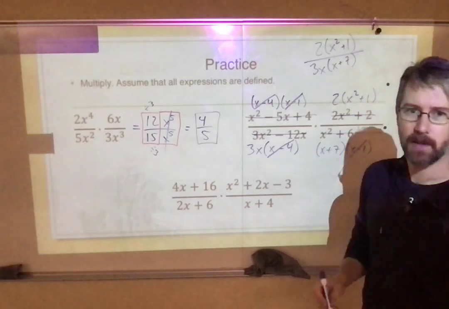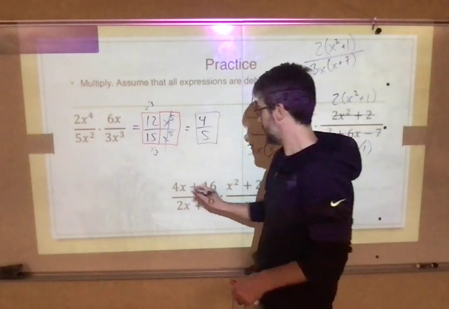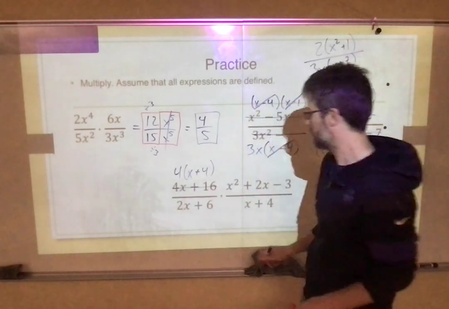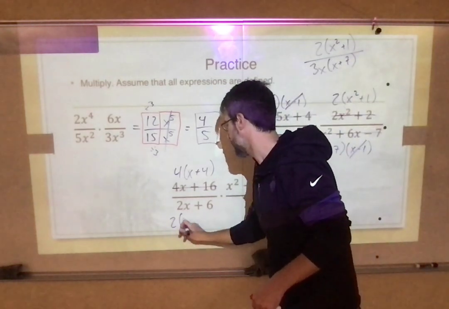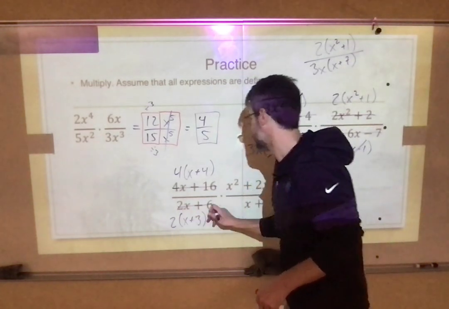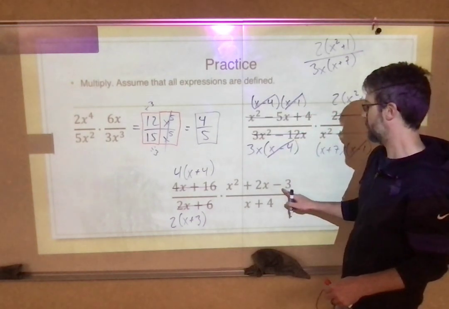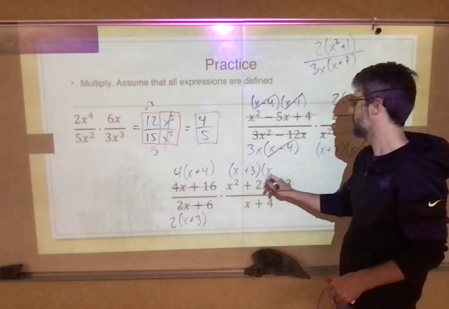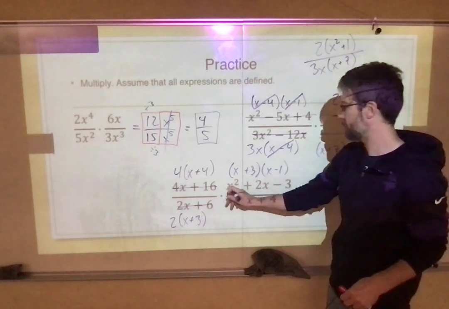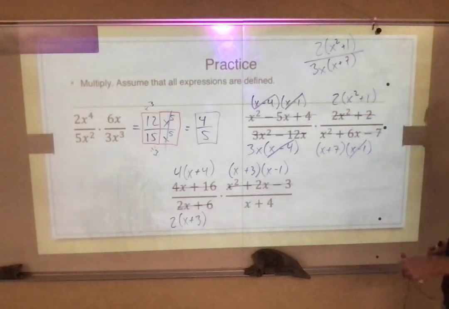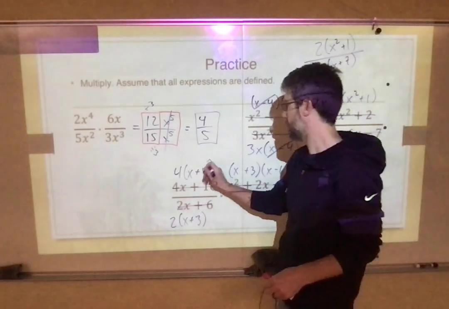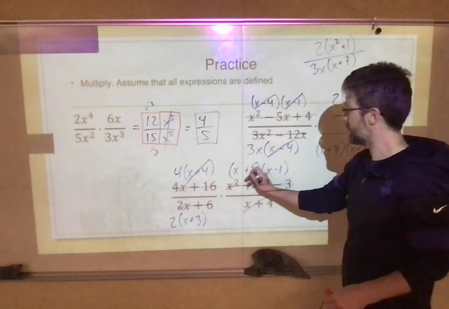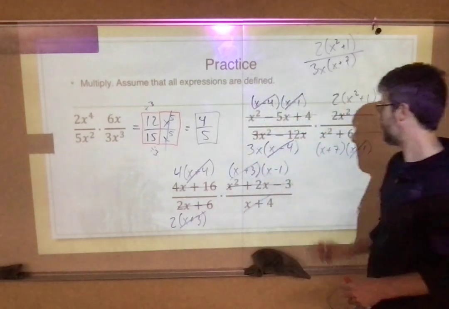All right, last one. We've got a GCF here, 4 times x plus 4. We've got a GCF down here, 2 times x plus 3. Multiplies to negative 3, adds to positive 2: plus 3 and minus 1. And then the x plus 4, that doesn't factor at all, so we'll just leave it. All right, what cancels? This x plus 4 cancels this x plus 4, top to bottom. This x plus 3 cancels this x plus 3.